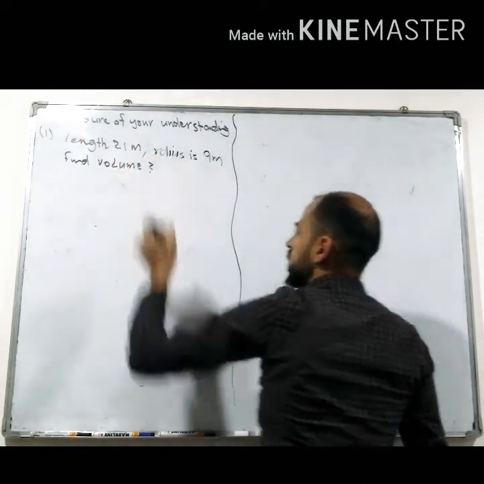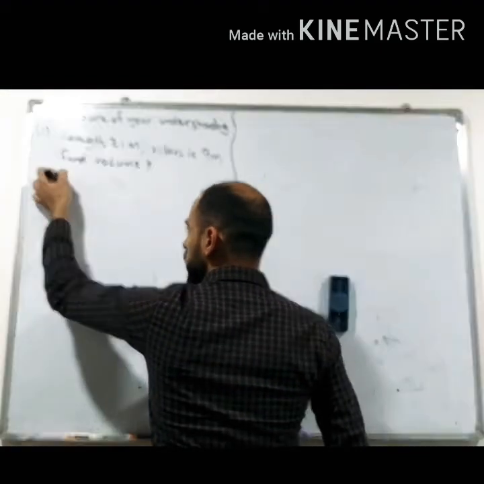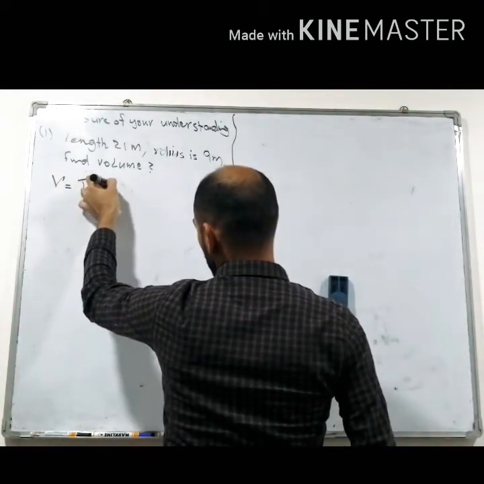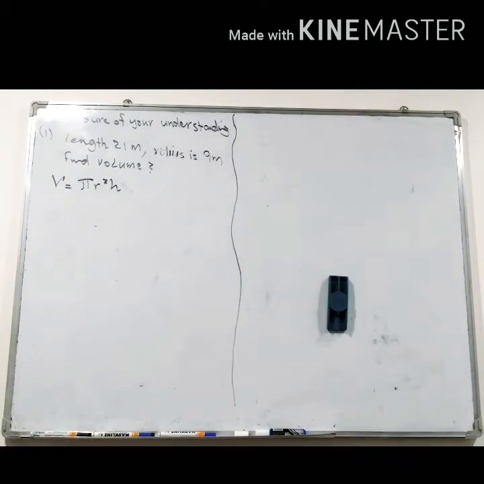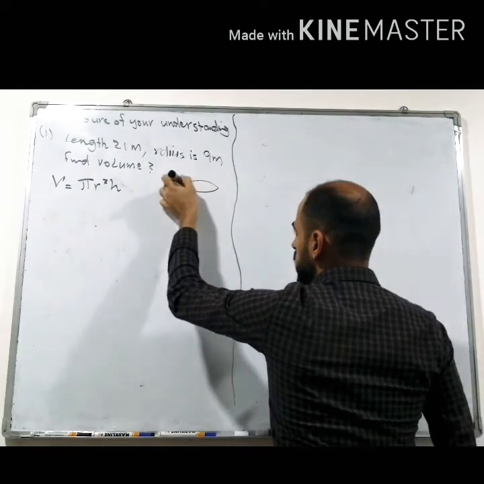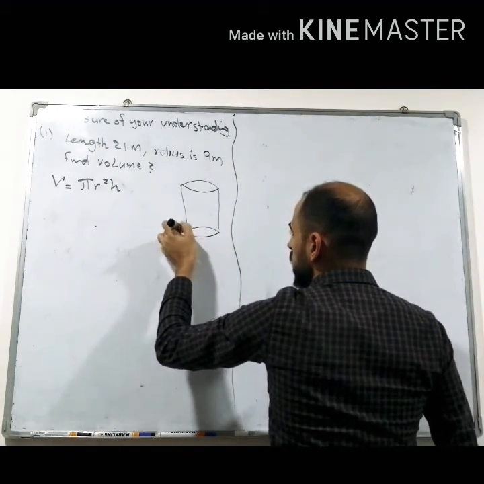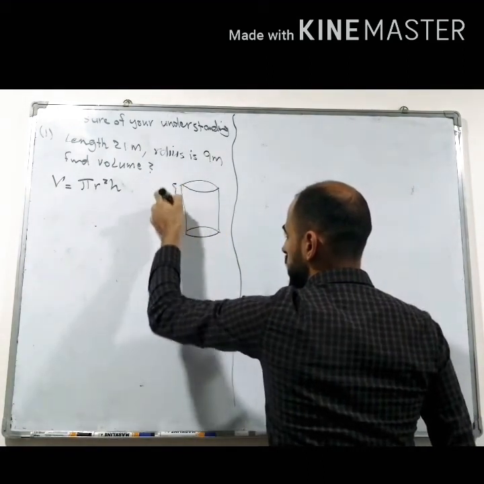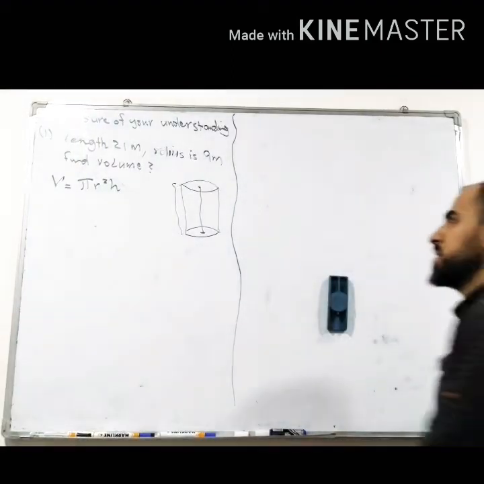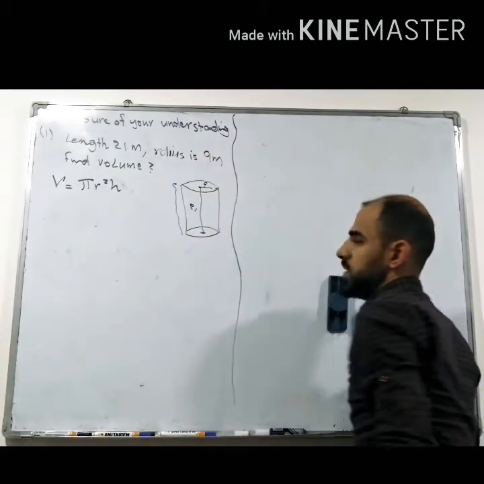This question directly applies the law of volume, which is V equals pi r to the power 2 h, where r is the radius and h is the height. We have a right cylinder, which means a vertical cylinder. That means the length is the height that passes through the center of the cylinder. Then its height is 21 and the radius is 9 meter.